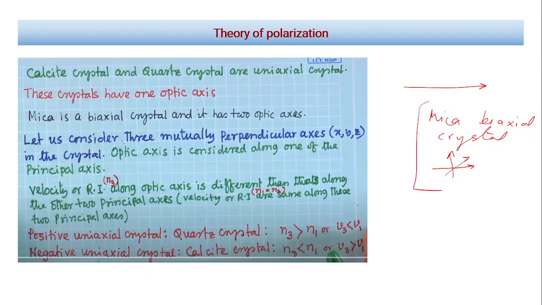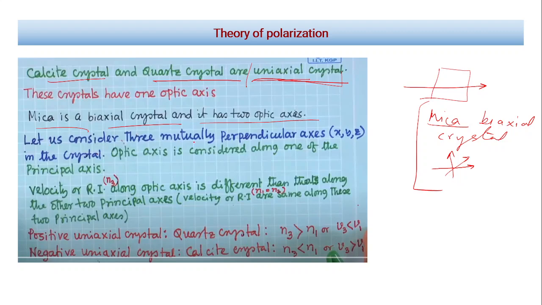So let's not get confused. Right now we'll only be talking about uniaxial crystals, which are calcite crystal and quartz crystal. These crystals have one optic axis. As I said, uniaxial means they have only one optic axis. For mica there will be two optic axes. Mica is a biaxial crystal and has two optic axes. Just for information, here we will be focusing only on uniaxial crystals right now.